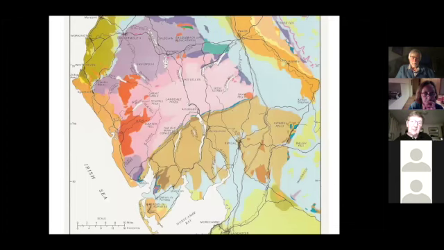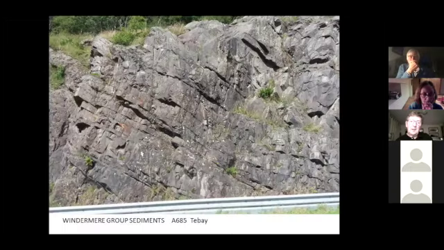Why is that relevant? Do we need to know that? Well, actually, yes, we do, and I'll tell you why. Because if we have a look at the Windermere Group sediments, you can see them on the A65. This is down at Tebay in the Lune Gorge. That's what it looks like. It's a greyish-green rock, looks grey there. It's hard. It's a type of sandstone that we call greywacke. It's a type of sandstone, a grey sandstone.